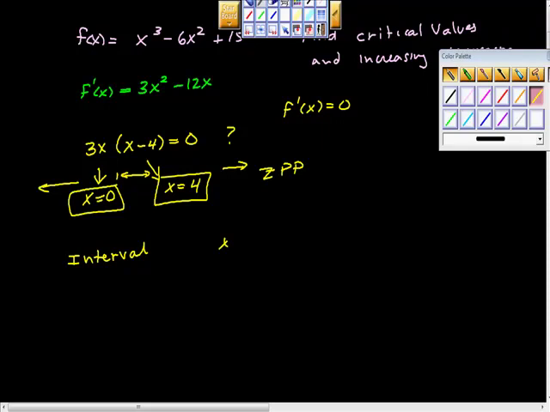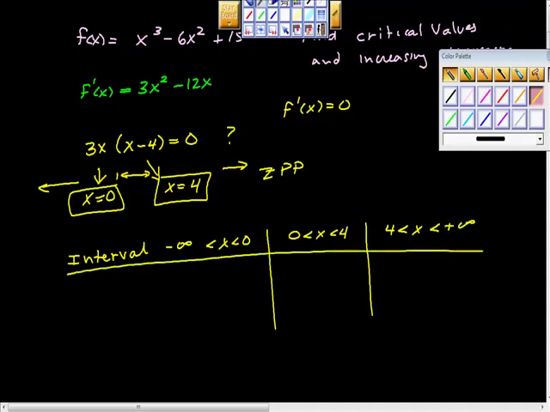We have x is less than 0, right? That's to the left-hand side of this, but greater than negative infinity, right? The second interval is the interval in between this 0 and this 4. So when is x greater than 0 but less than 4? And then we want what's to the right of this. So when is x greater than 4 but less than positive infinity? All right? So that's how we got those intervals.